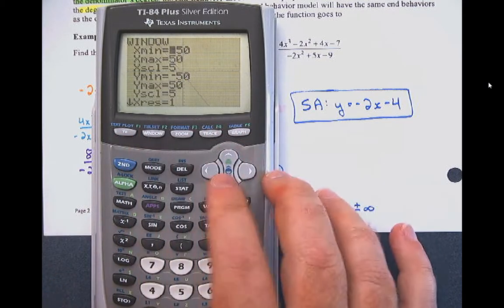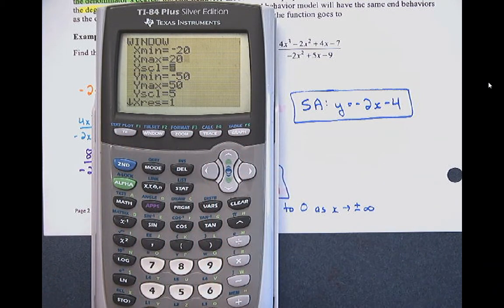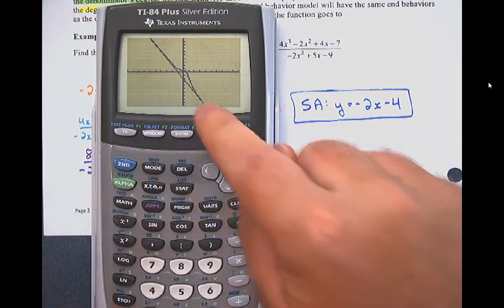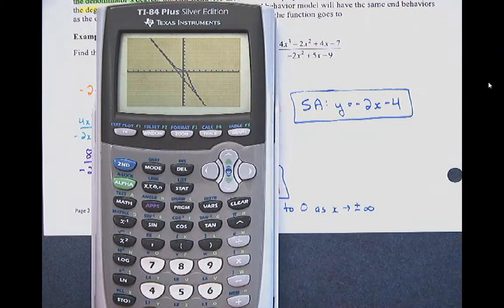Let me try 20s. Negative 20 and 20. Let's see if this looks better. I want to be able to see that little bump in there. There it is. Okay, yeah, this will work out. Here comes the other one. Look, it's going to be so close, asymptotic, and then it shows that in the middle it's not asymptotic, but at the ends it is, which is what we're talking about when we're talking about an end behavior model.